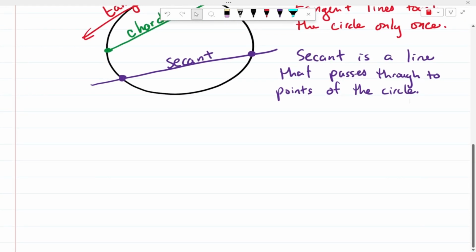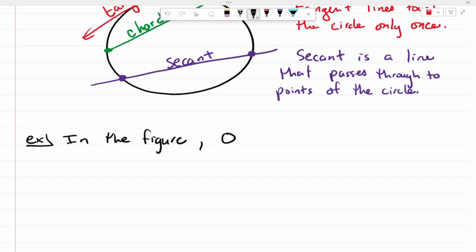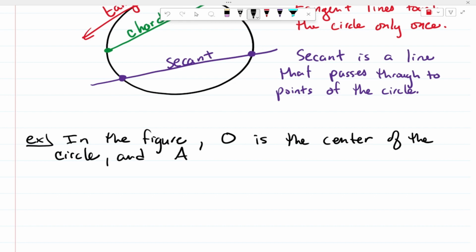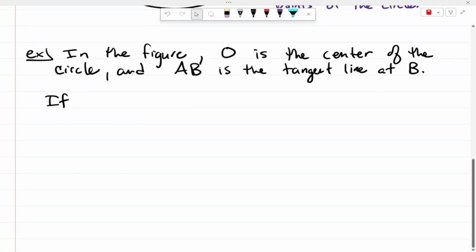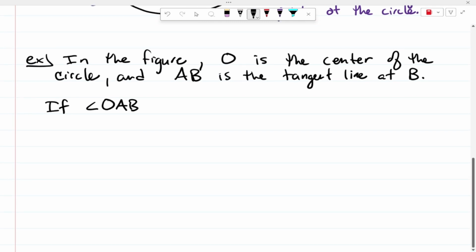So let's look at an example where we incorporate one of the very important properties of a tangent. So in the figure below, O is the center of the circle, and AB is the tangent line at B. If angle OAB equals 35 degrees, find angle AOB.